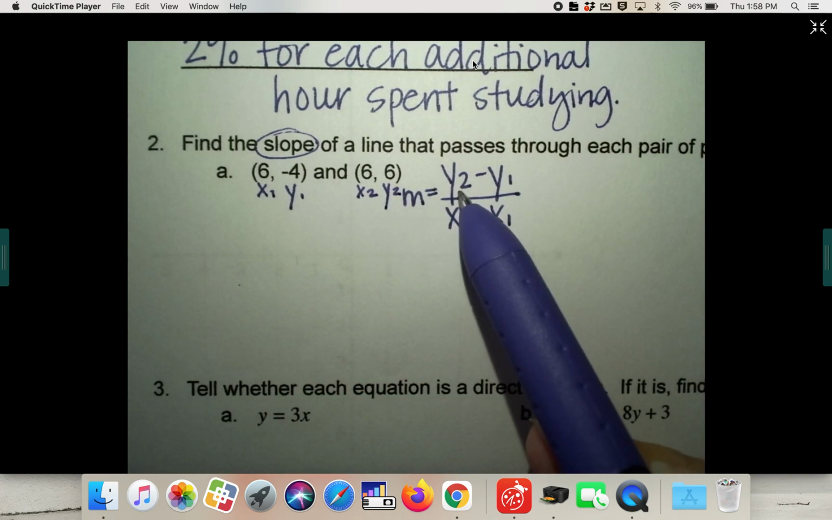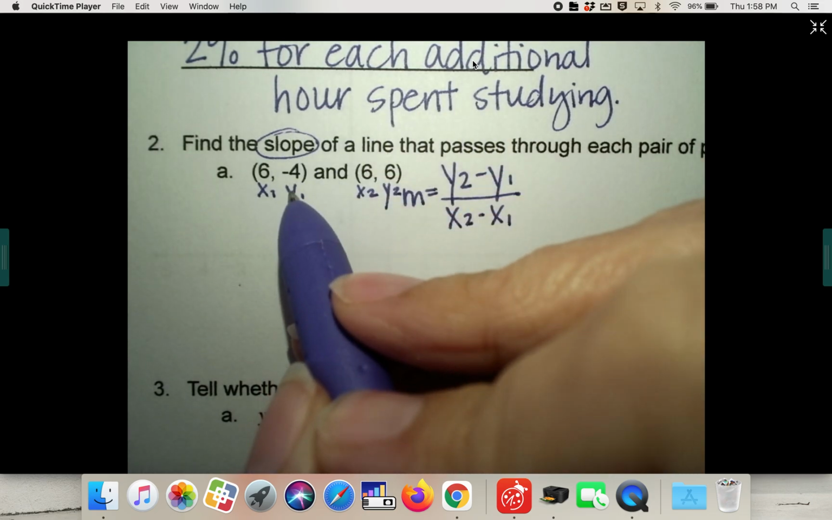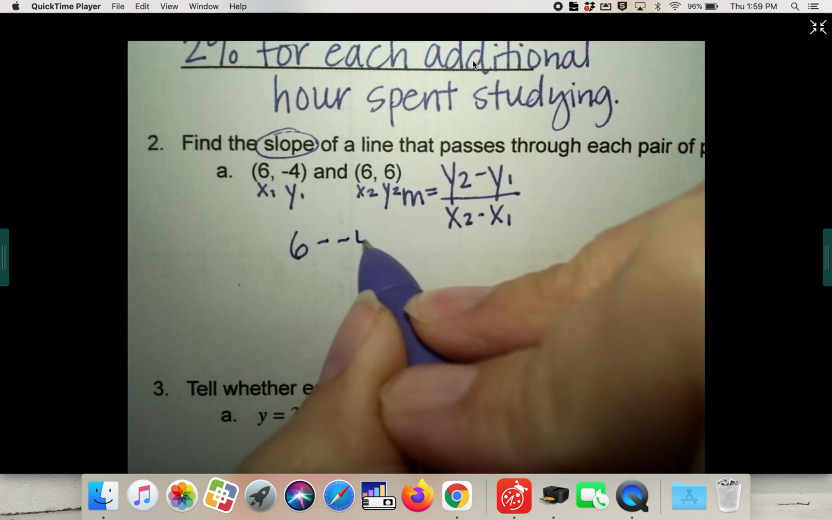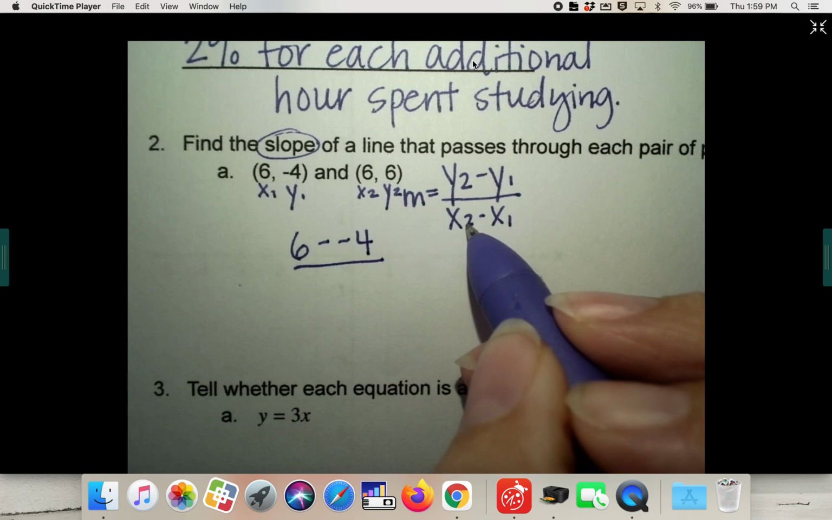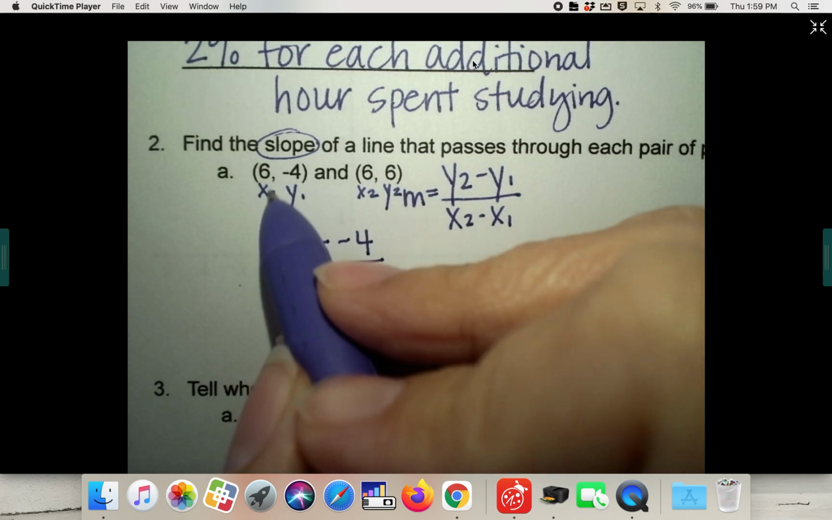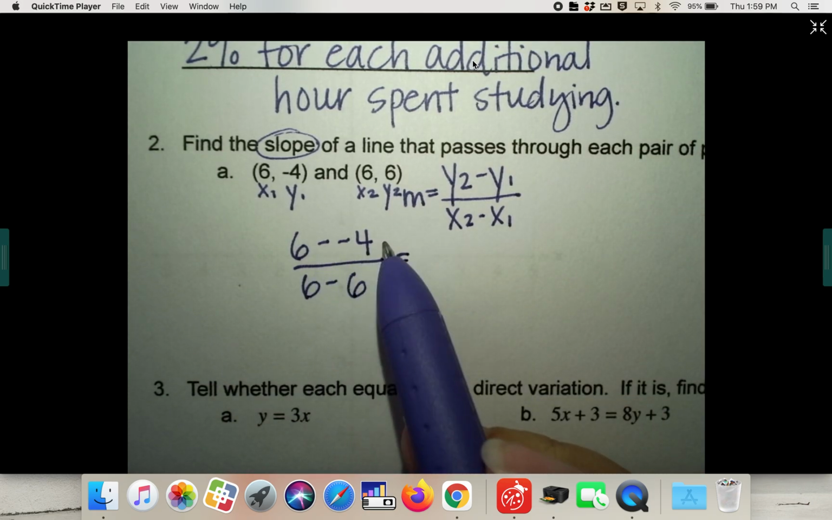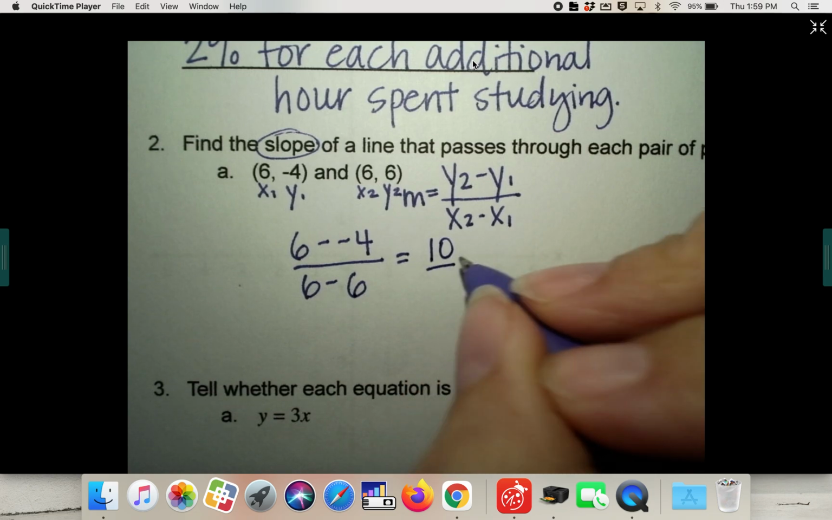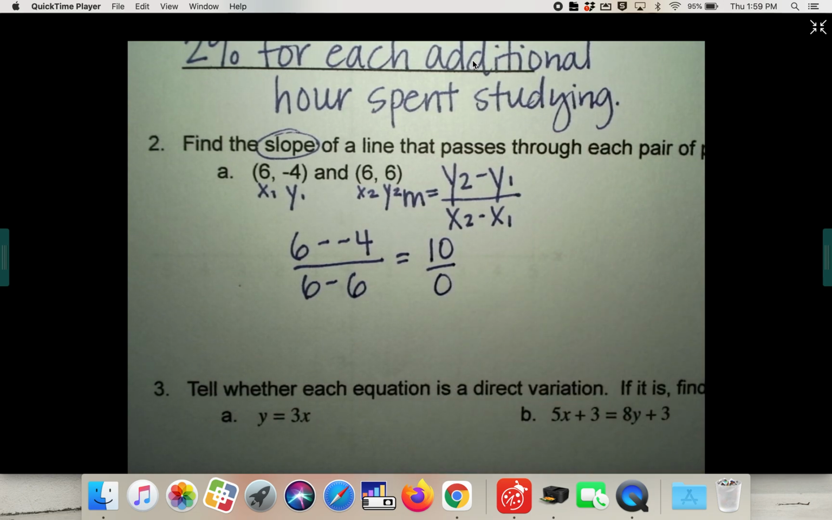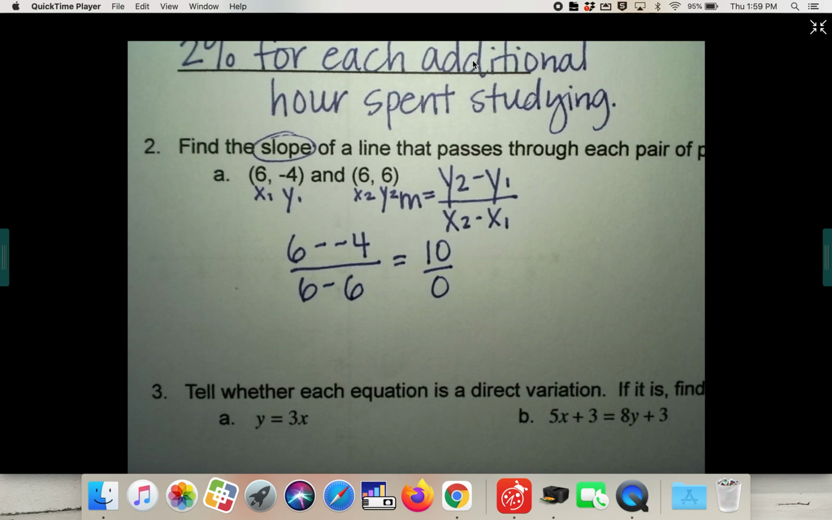So let's just plug them in. y2 is 6 minus y1 is negative 4 over x2, which is 6, minus x1, which is also 6. Okay, 6 minus negative 4 is 10. Over 6 minus 6 is 0. Okay, let's think about this. Can you divide by 0?